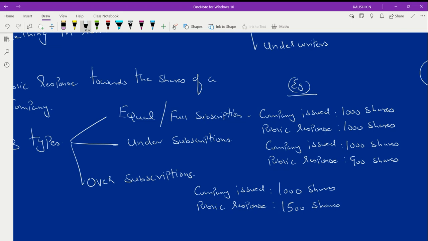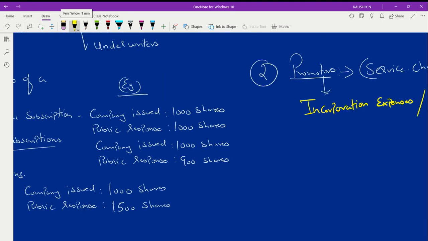Now, if it is an equal subscription or a full subscription, you need not bother about anything. You are good to go with the received amount. You can proceed further. But when it comes to under subscription, there is some basic checklist which you have to follow. Something you have to keep in your mind in case of under subscription.